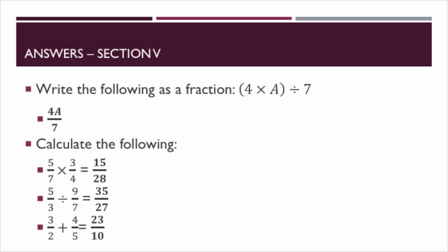Now the next one is addition. Now remember with addition, we need a common denominator. Now we've got 3/2 plus 4/5. Now, if we take 2 times 5, that's 10. So we take 3 times 5, that's 15, plus 4 times 2, that's 8. That's 23 over 10.